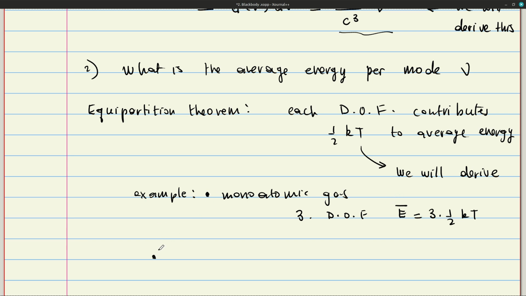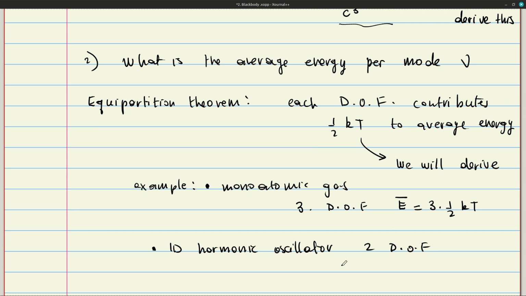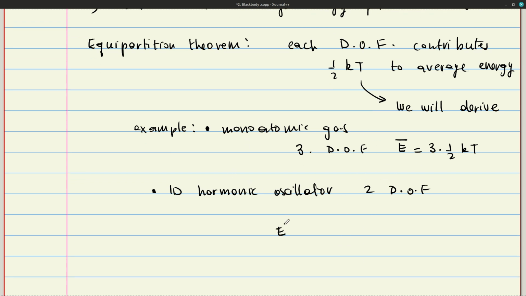Another example, let me not give too many examples, let me just give you the 1D harmonic oscillator. There are 2 degrees of freedom. There's kinetic energy, where energy can be in the particle, which is moving, or it can be in the spring, which is the potential energy. Then this one is also E equal to 2 times 1/2 kT. This k is k_B, and k_B is the Boltzmann constant.